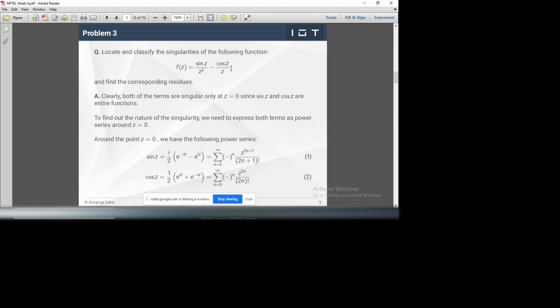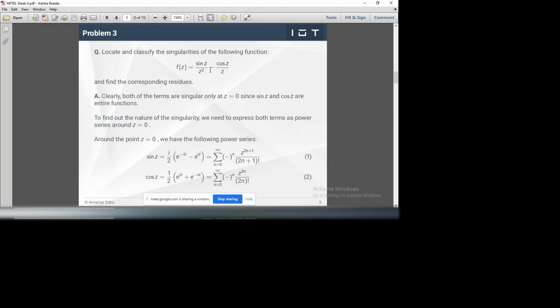Of course, these are given like a subtraction of two ratios, and clearly both these terms are singular only at z equal to 0, right? Because sin z and cos z are already entire functions, and in both cases the denominator vanishes only at z equal to 0.